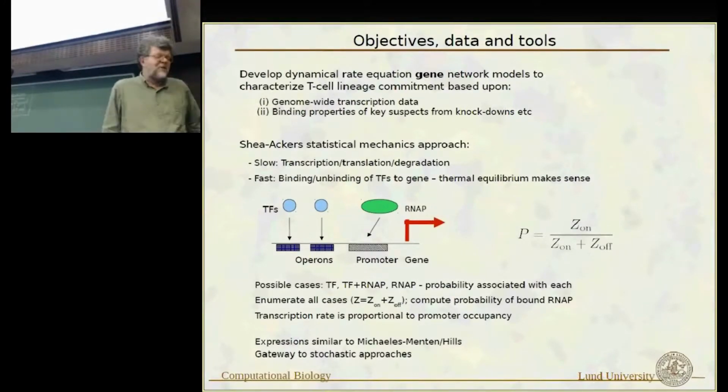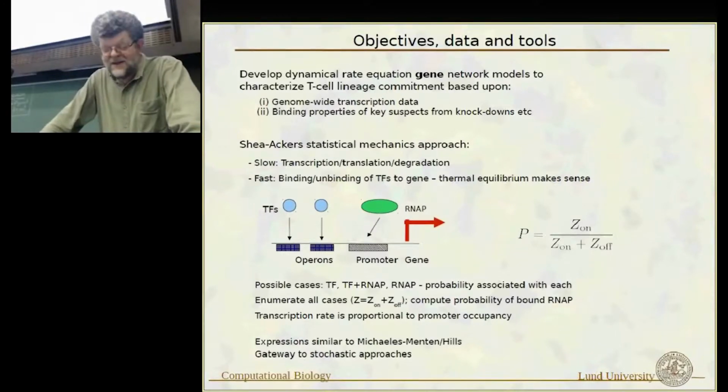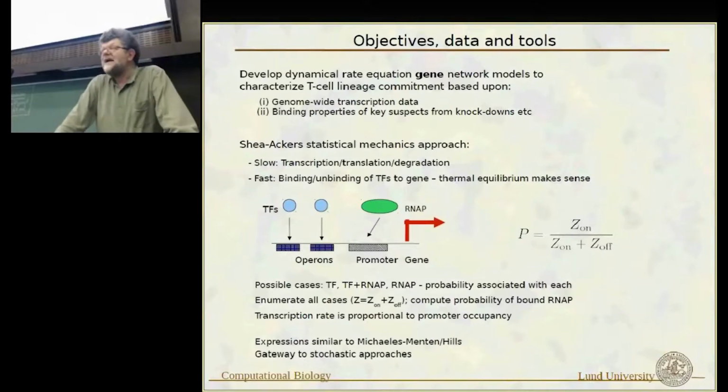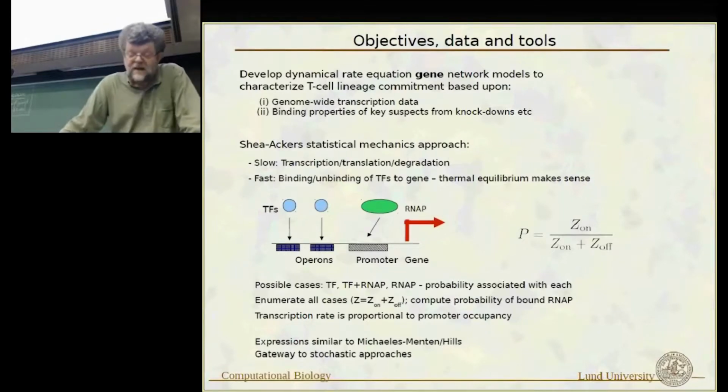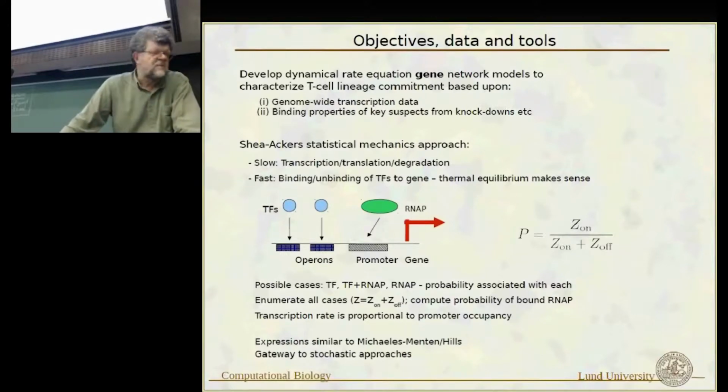So now it's time for gene-protein interactions, and the objective here is to set up a genetic network that characterizes T cell commitment. I will use genome-wide transcription data, a couple of years old, so they are not single cell, they are bulk data, and also extensive literature searches when it comes to knockdowns and overexpressions, and also recent binding properties coming from RNA-seq.